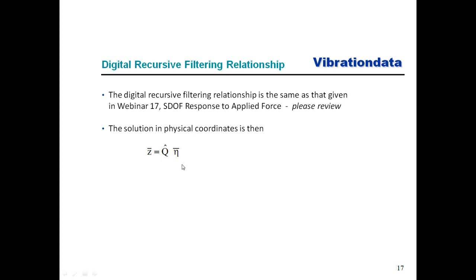So once we've used our digital recursive filtering relationship to solve for the modal displacements, we can go back through this transformation via the mass normalized eigenvector matrix, and we can get our physical relative displacement. And once we get our physical relative displacement, we can also get our physical relative acceleration. Then we take our physical relative acceleration, add it to our base acceleration, and that gives us our absolute acceleration for each of the degrees of freedom, or you could also say for each of the two masses.